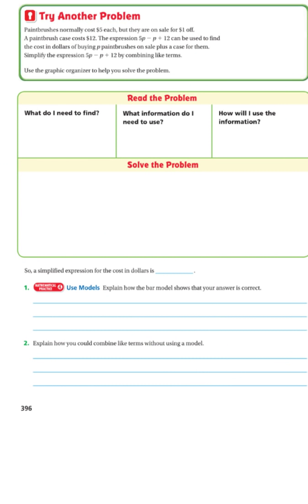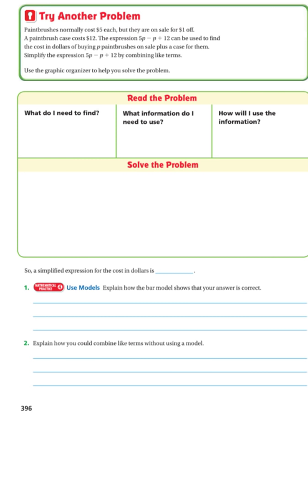Try another problem. Paintbrushes normally cost $5 each, but they are on sale for $1 off. A paintbrush case costs $12, so the expression 5p minus p plus 12 can be used to find the cost in dollars of buying p paintbrushes on sale plus a case for them. Simplify the expression 5p minus p plus 12 by combining like terms. Use the graphic organizer to help you solve the problem.